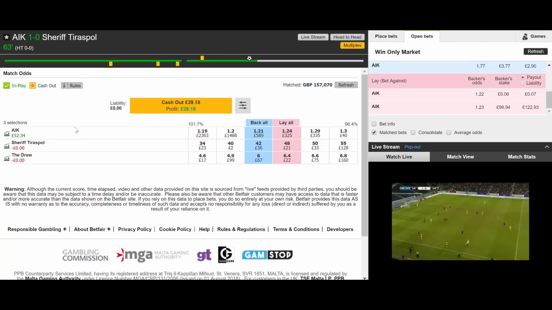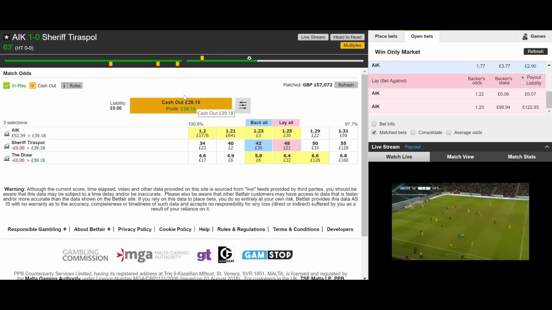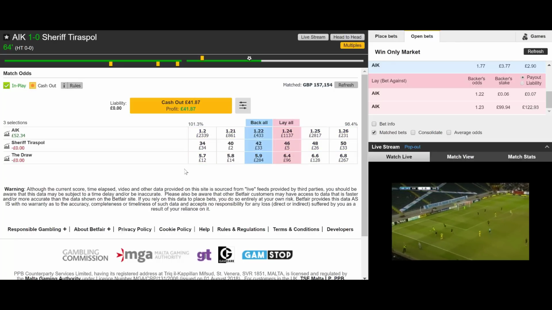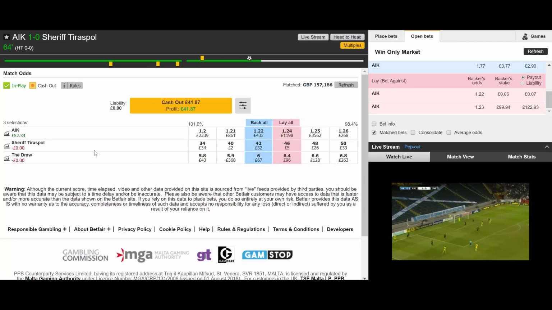So it is like a £39, £40 cash out, or if we let it run and AIK win, it's a £52 win, which at this moment is £12. It's an increase of £12, right? But there is actually a 30% increase on the profit that you could be taking home from this trade as well. And remember, we've removed all the risk from the trade.